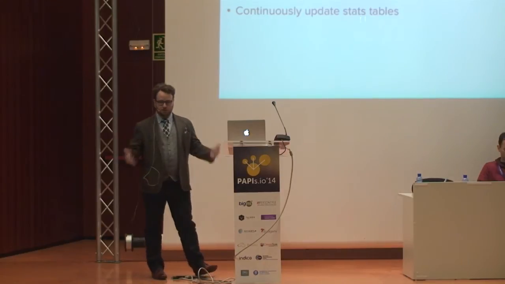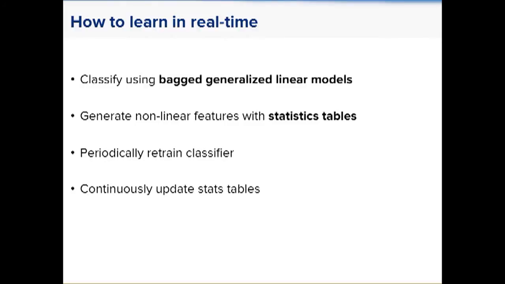So we keep on probing in order to retrain, but how can we actually learn in real time, right? This is real-time bidding. It's got to be real-time learning. So the way we've addressed this problem is a hybrid online-offline mechanism. The classifiers we use are very simple classifiers. They're generalized linear models. But we feed nonlinear features into them that we generate with statistics tables. I'll give you an example of a statistics table in a minute.